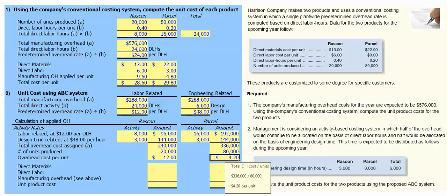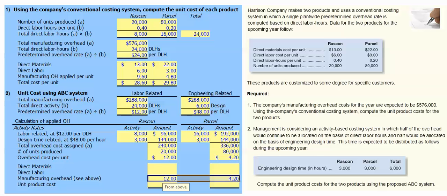$4.20. In calculating our total unit cost for the Rascon and Parcel, let's first pick up our estimated overhead cost per unit of $12 for the Rascon and $4.20 for the Parcel. Next, we'll pick up our direct material and direct labor cost for each unit, which was given in the problem, which means the per unit cost for the Rascon is estimated at $31 per unit. This is again our direct material cost of $13 plus $6 in direct labor and $12 in allocated overhead. For the Parcel, our estimated unit cost is $29.20.